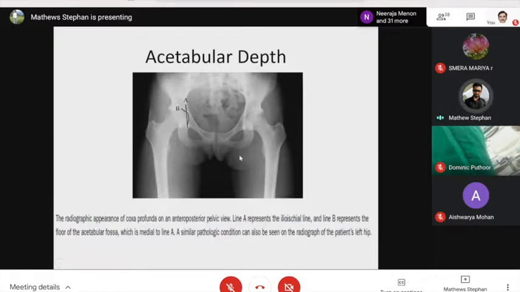So coming to the acetabular depth, the radiographic appearance of coxa profunda on an anteroposterior pelvic view is there. Line A represents the ilioischial line, and line B represents the floor of the acetabular fossa, which is medial to line A. We can see it has been crossed over. A similar pathological condition can also be seen on the radiograph of the patient's left hip too.